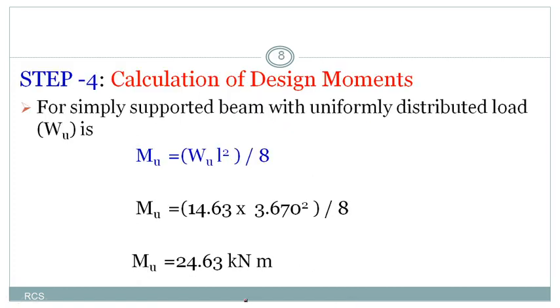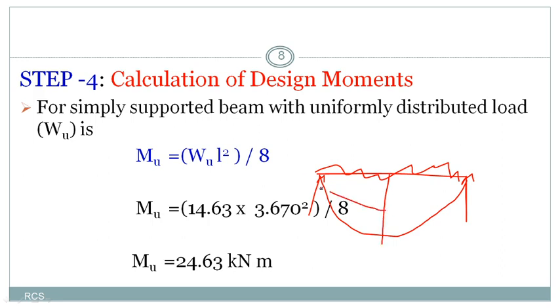After knowing the factored load, we have to calculate the design moment or factored bending moment. As we are designing a simply supported slab, we can assume it as a simply supported beam of 1 meter width. It is subjected to a UDL throughout like this, right? Then the maximum bending moment will occur at the center here. That value will be Mu equal to WL square by 8.